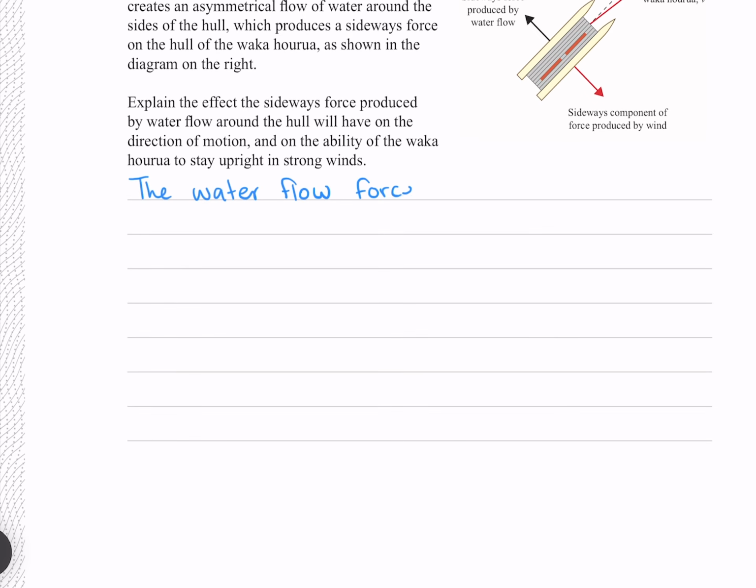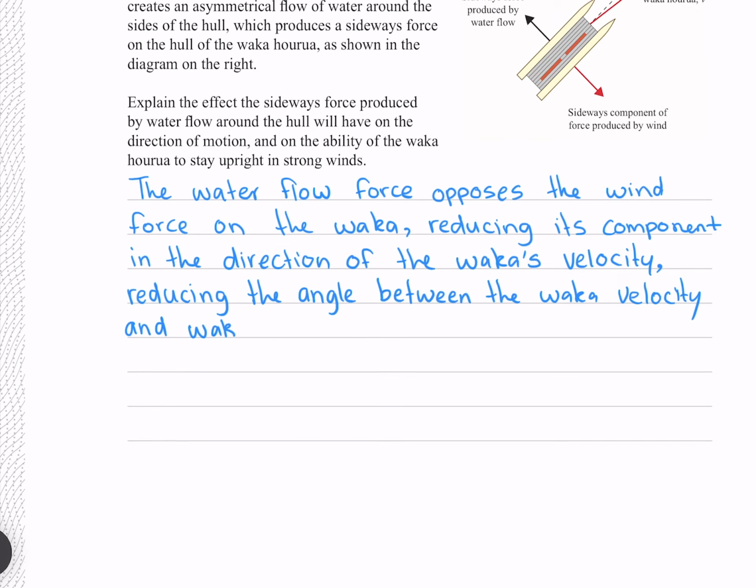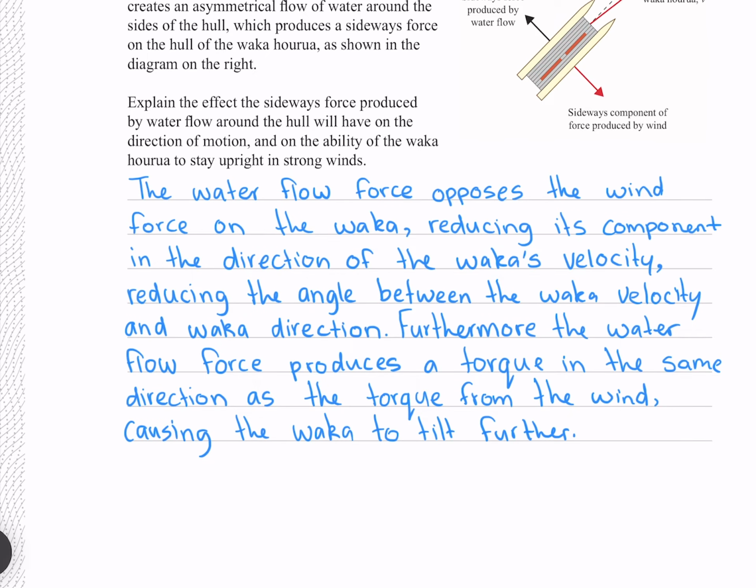The water flow force opposes the wind force on the waka, reducing its component in the direction of the waka's velocity, reducing the angle between the waka velocity and waka direction. Furthermore, the water flow force produces a torque in the same direction as the torque from the wind, causing the waka to tilt further.